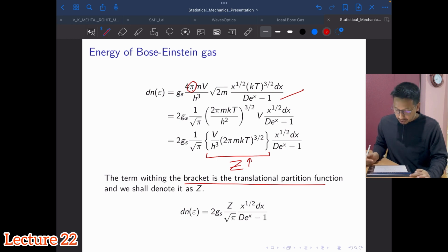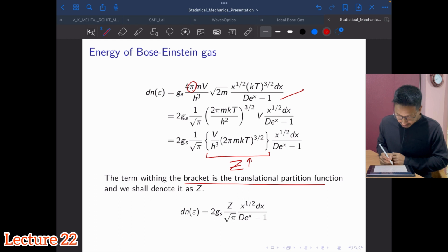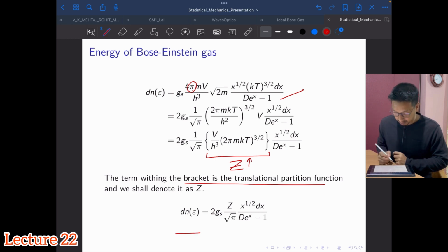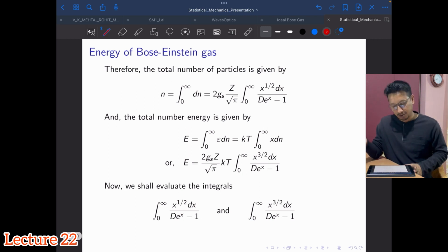Here the most important part you will see is this parameter d. What is d? E to the power alpha. Keeping all the things intact, the number of particles lying in the energy range E and E plus dE is given by this expression. What is x? E by kT. Now for the total number of particles, what I have to do is simply integrate from 0 to infinity.